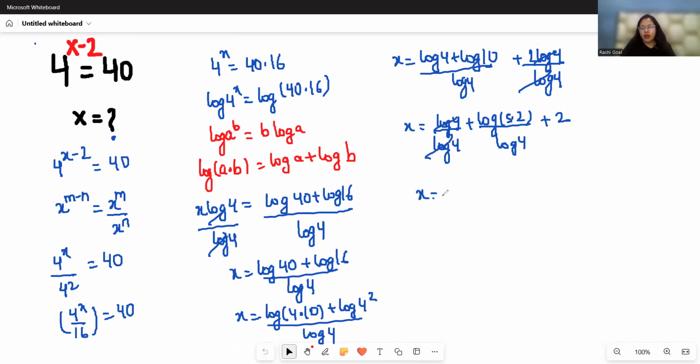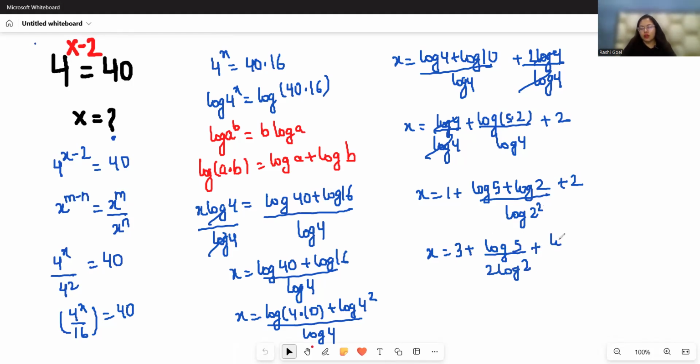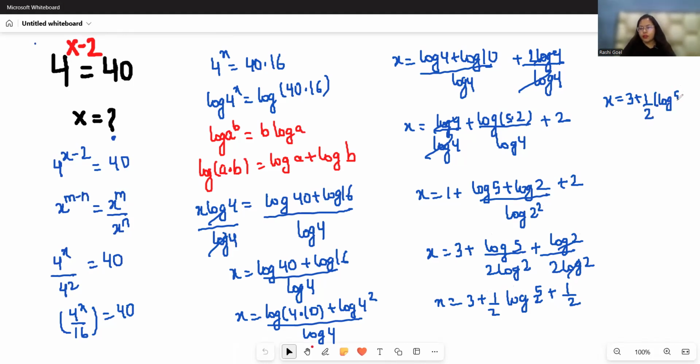This will cancel out. x equal 1 plus log 5 plus log 2 by log 4 as 2 square, plus 2. 2 plus 1 is 3 plus log 5 by 2 log 2 plus log 2 by 2 log 2. So x equal 3 plus 1 by 2 log 5 with base 2 plus, this will cancel out, plus 1 by 2. So x equal 3 plus, if I take 1 by 2 as common, so log 5 with base 2 plus 1. This is the value of x.